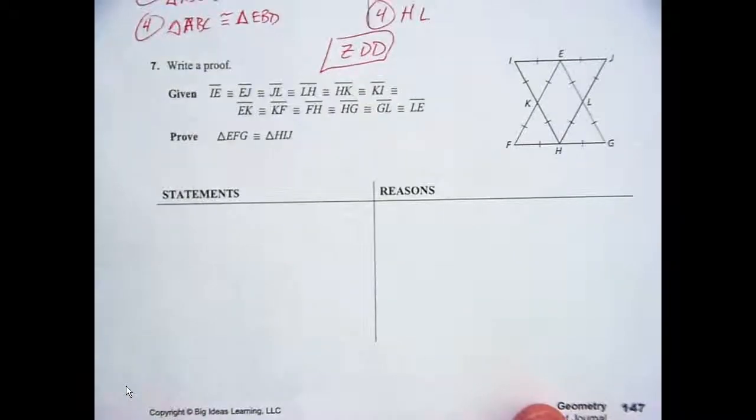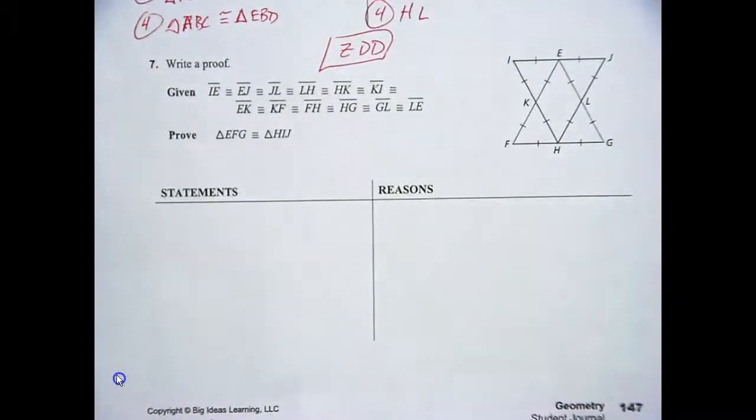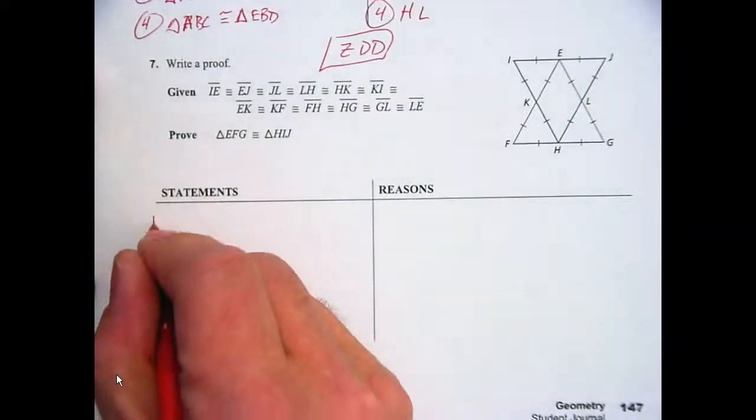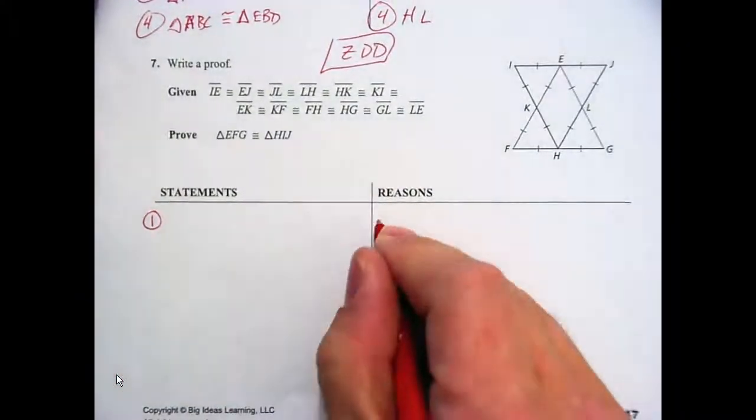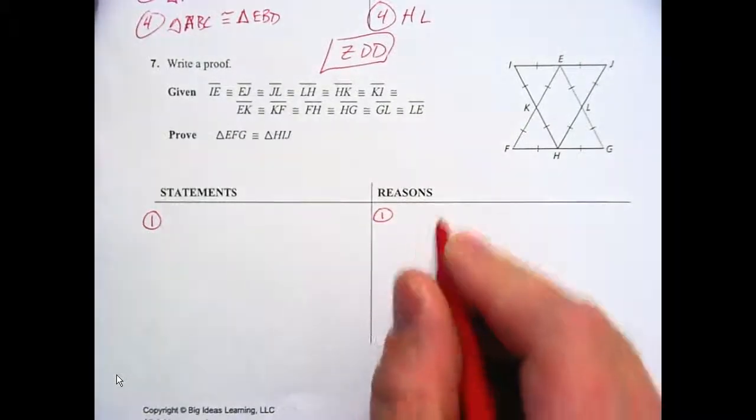All right, well, let's get a start here. So what's our first statement? Someone from the front of the room here. First statement. Alex? Line IE is congruent to line EJ is congruent to line JL. Okay, so the givens, right?